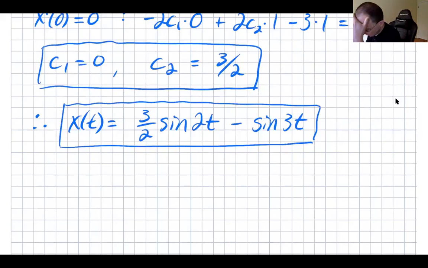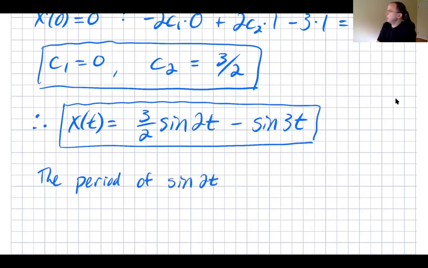So let's see. The period of sine 2t. First of all, the period of sine of t is 2 pi. So the period of sine of 2t, that's twice as fast. So it's when 2t is equal to 2 pi, so that's when t is equal to pi. So the period of this is going to be pi.